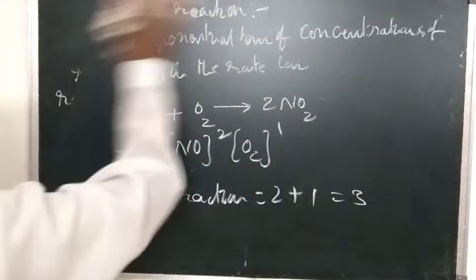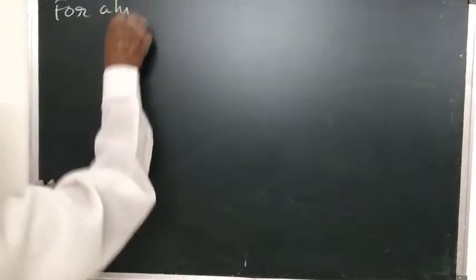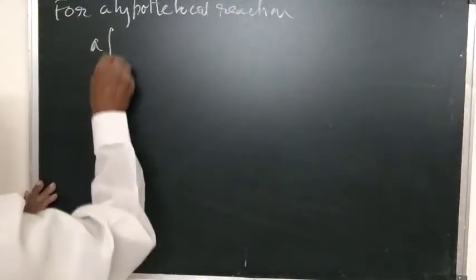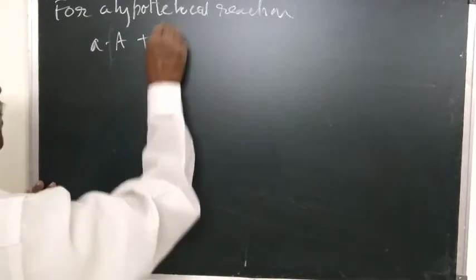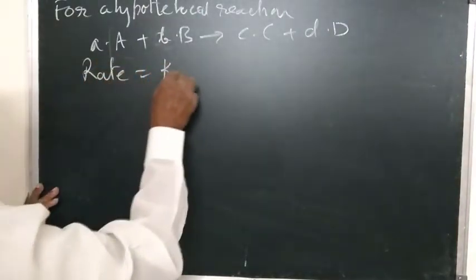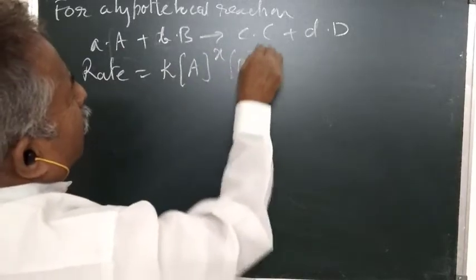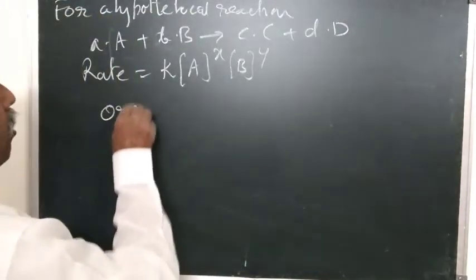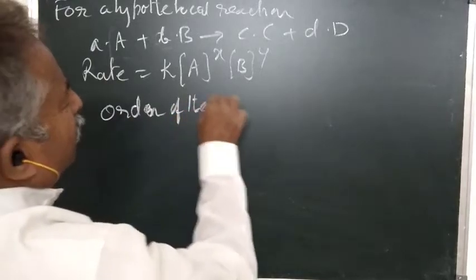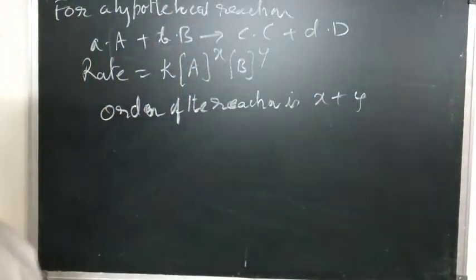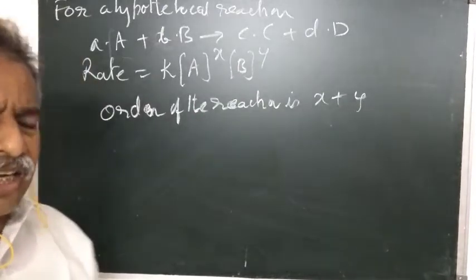Now for a hypothetical reaction, aA plus bB gives cC plus dD. Now rate equal to K into A to the power x into B to the power y. Exponential terms x and y are found exactly by doing the experiment. Now order of the reaction is x plus y, the sum of the exponential terms in the rate law.